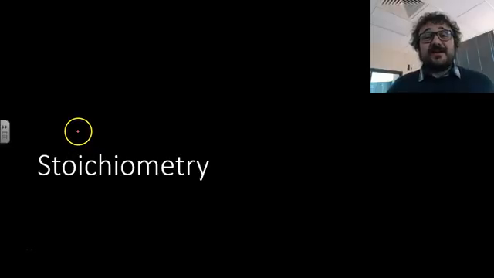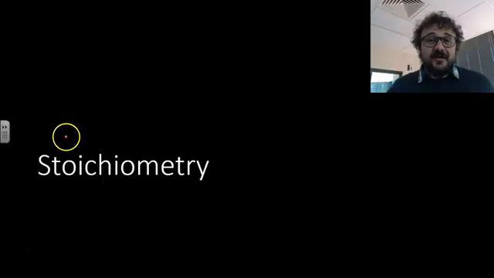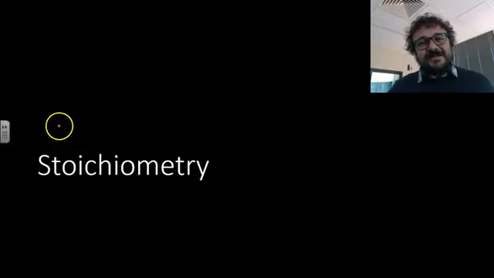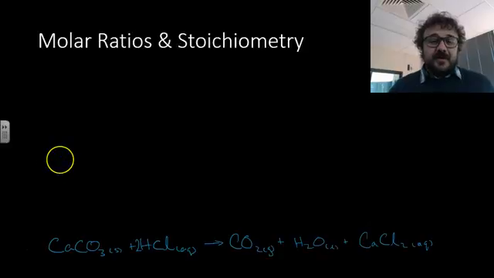Let's have a look at a key concept in chemistry. Going forward, this is going to become one of your major points every time you look at an experiment or an equation or anything at all, really. It's called stoichiometry. Another way to look at stoichiometry is molar ratios. So molar ratios and stoichiometry is what we're looking at here.